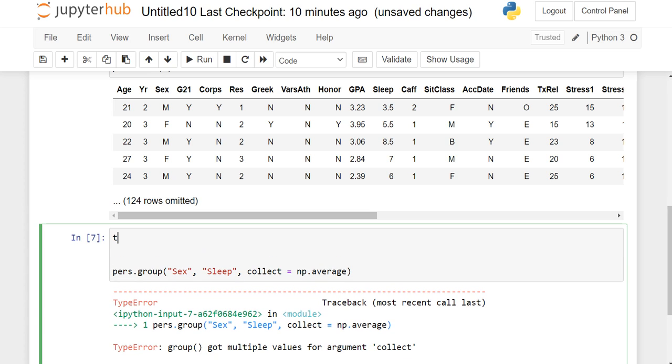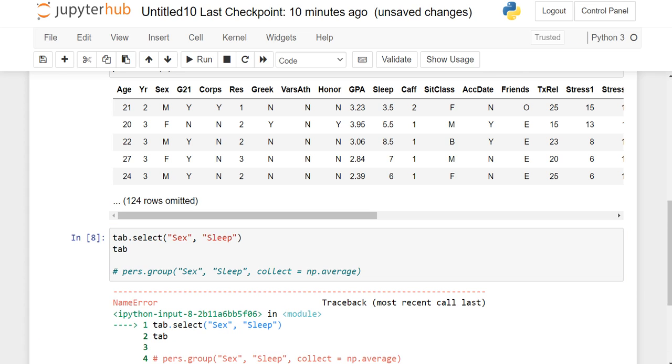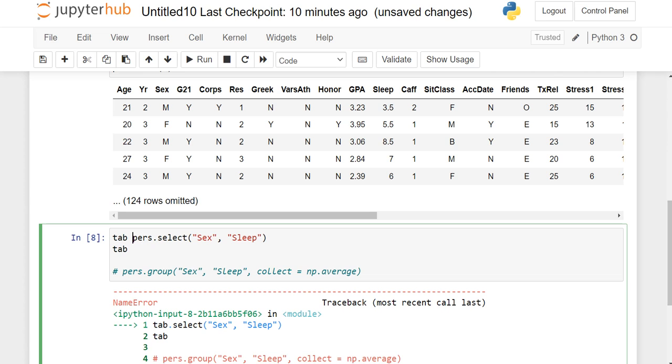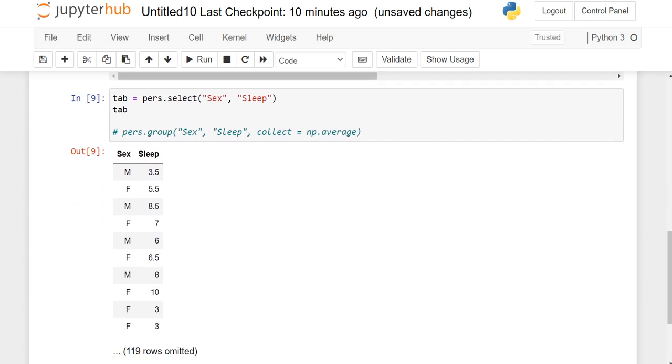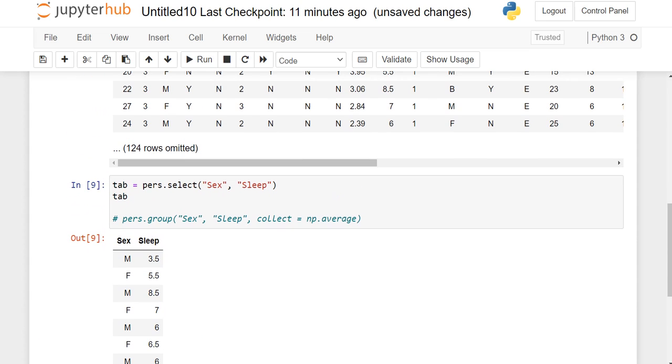So I am going to create another table using .select. And I want sex. And let's just go with sleep for the moment. Why? Well, you'll see in just a moment. And let me hashtag this. When I put in the hashtag, it makes it a comment, so the computer ignores it. And wait, this is pers.select, okay, and this is tab equals. Sorry, there's what I wanted. I wanted a table that had sex and sleep. Okay, why? Well, because I wanted to do this to it.